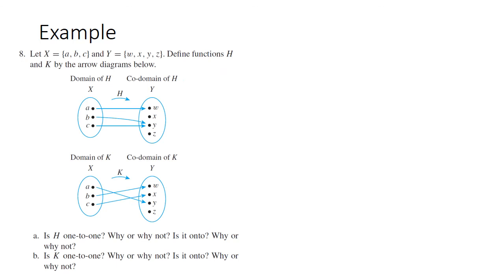Okay, so now let's look at some examples where we talk about whether a particular function is one-to-one or onto. We're going to start off easy with some arrow diagram examples. So let capital X equal {A, B, C} and capital Y equal {W, X, Y, Z}. Define functions h and k by the arrow diagrams below. Okay, so part A, is h one-to-one? Why or why not?